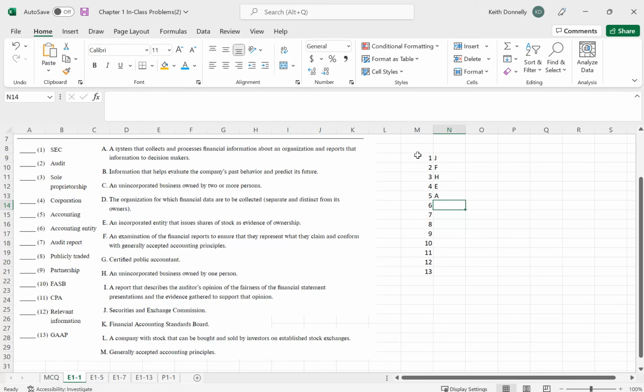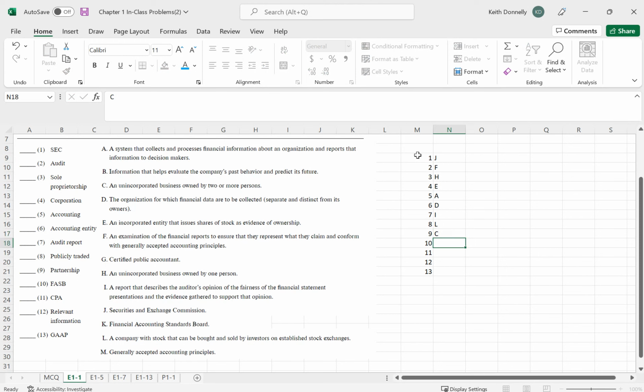6 is going to be D, right? Accounting entity. That means the organization for which financial data is to be collected. Basically, who are we doing this for? Who are we producing the financial statements for? 7 would be I. An audit report is a report that states the auditor's opinion. If we then look at 8, that's going to be L, publicly traded. That just means the company sells its stock to people who want to buy it on an open exchange.